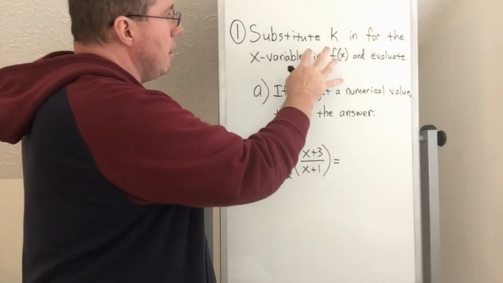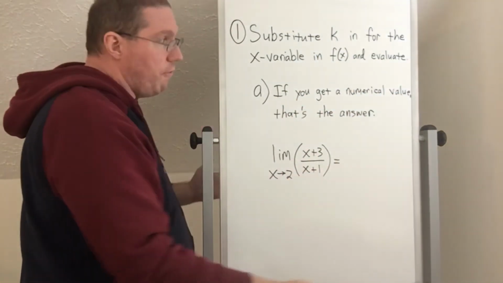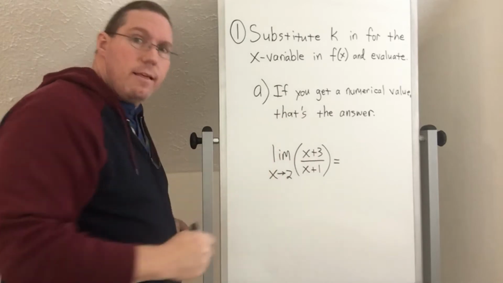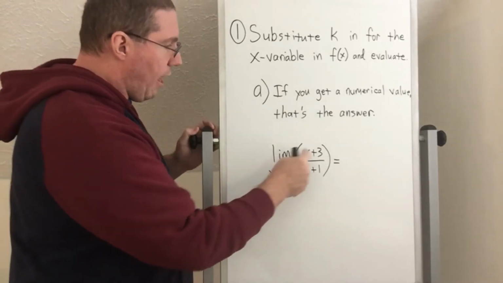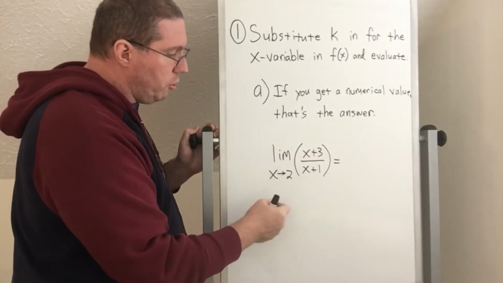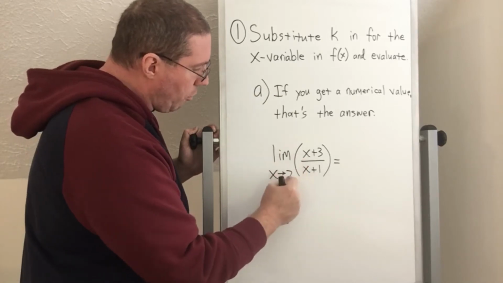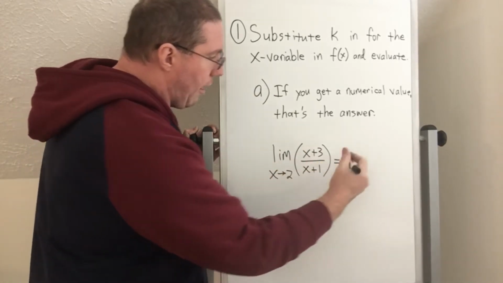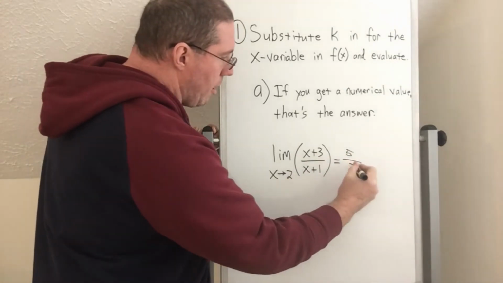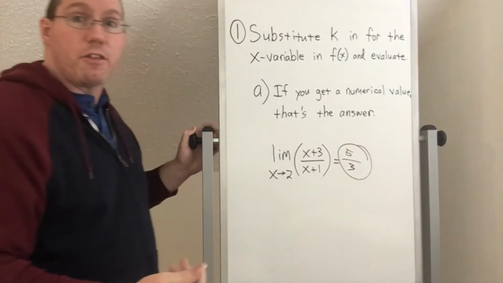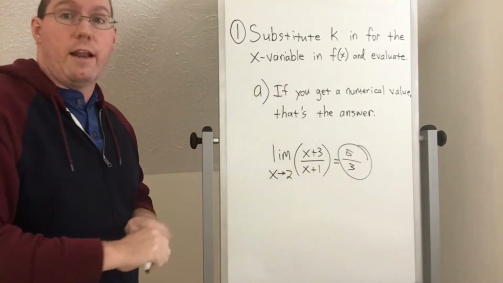And so one possibility is when you plug the k into the function, if you get a numerical value as the answer, then that is the answer. And here's an example, okay? We have the limit of x plus 3 over x plus 1 as x is approaching 2. So the first thing you're going to do every single time is take that number and put it in for x. So we're going to put the 2 in. We're going to do 2 plus 3, that's 5. And then we're going to plug the 2 in here. 2 plus 1, that's 3. And therefore, the answer is 5/3. And we're done. There's nothing else to do. 5 over 3 is the answer. We move on to the next question.